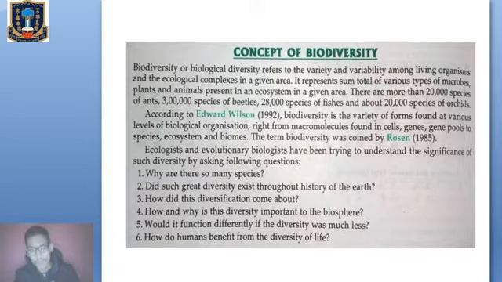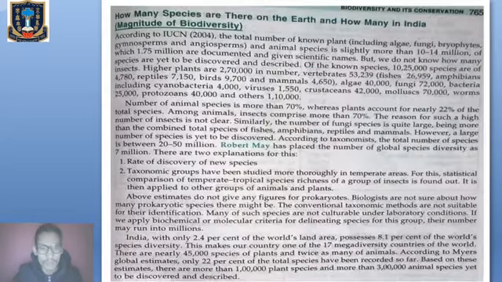Clear? So according to Edward Wilson, biodiversity is the variety of forms found at various levels of biological organization, right from the macromolecules found in the cells to the genes, gene pool, species, ecosystem and the biomes. And the term biodiversity was coined by Rosen in the year 1985. Now we will look into the global biodiversity of the species, or we can say the magnitude of biodiversity.